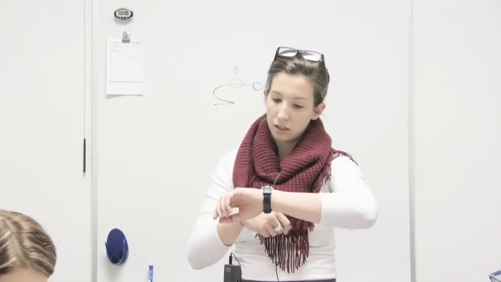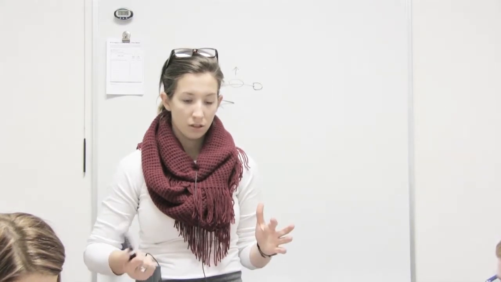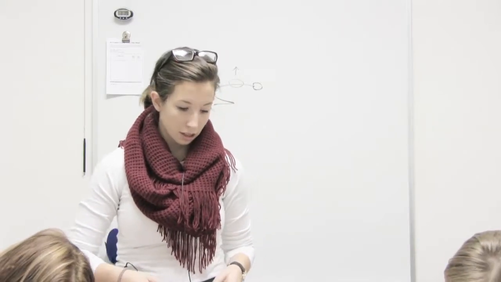Any other questions? Does that make sense? Okay. So with the shoulder joint, what type of a joint is this? A ball and socket. Good. Which means? Good. How many axes does it move in? 3. Good.